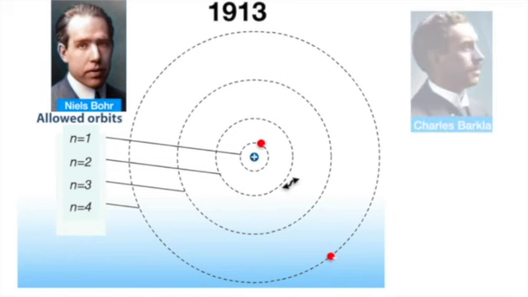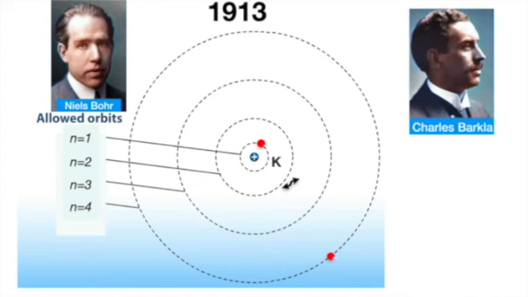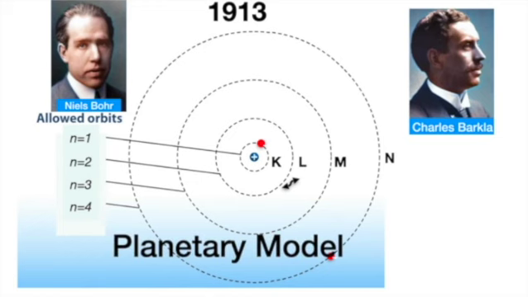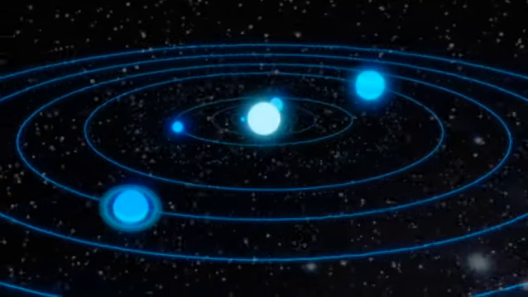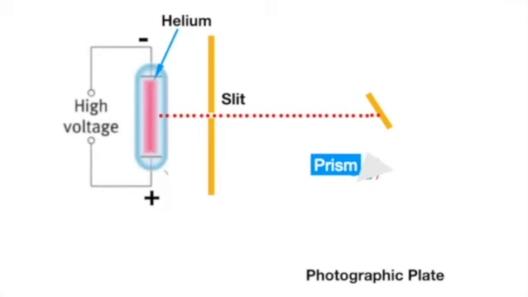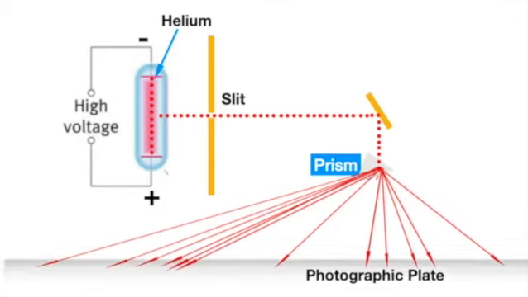Charles Barkla, the X-ray spectroscopy specialist, designated the electron energy levels as K, L, M, N, and so forth, to reflect the historic X-ray series performed. The Bohr model could not explain all the spectral lines. Spectral lines of other elements were observed, such as helium.